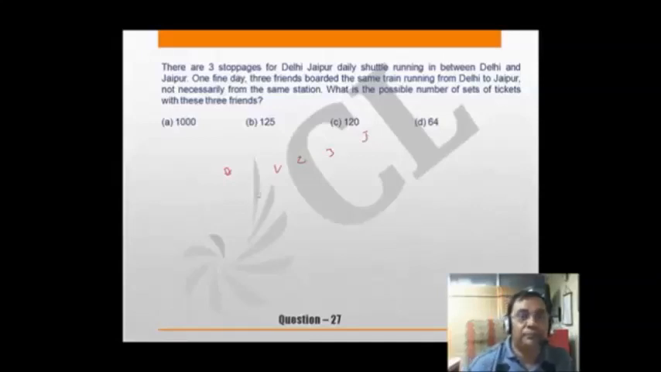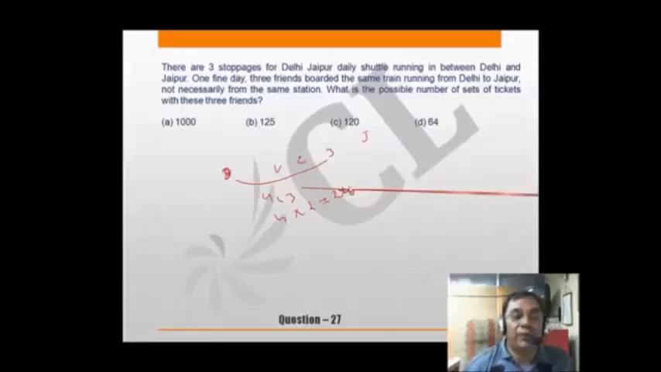Okay. If I take all three here, I can pick any of these 4C3 stations. 4C3, 4 cases, into, and then first of all, into 6, 24. Then they are all at different stations.